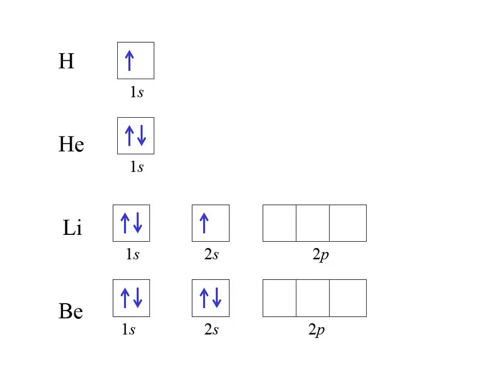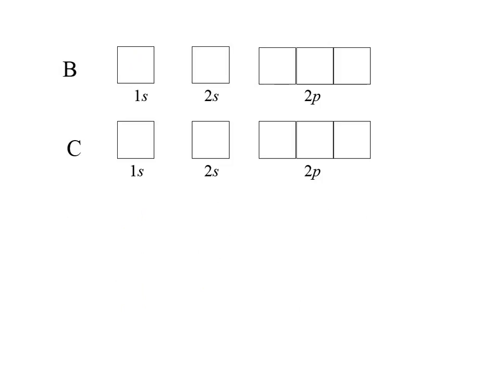And then, hopping and skipping, we're on to boron. Boron has 5 electrons. The first 2 go in the 1s. The next 2 go in the 2s. And then we begin putting electrons in the 2p. So we only need to put 1 electron there to make 5.